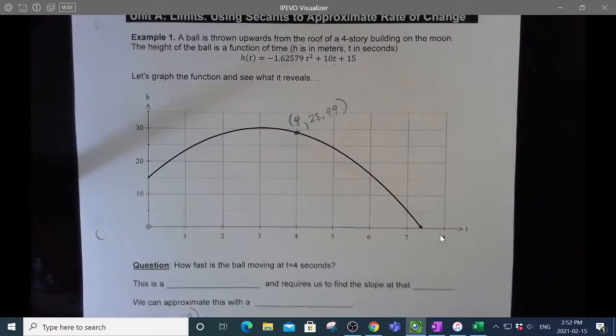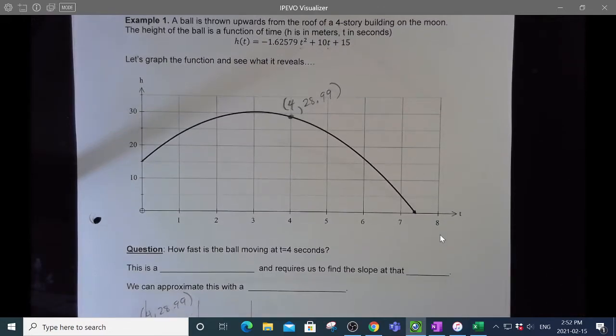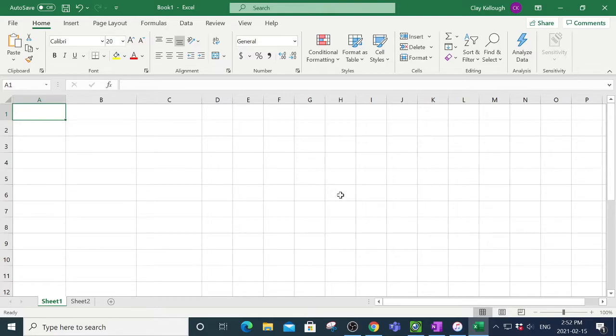So let me show you how Excel can make this much easier. Excel is very good at doing the same calculation over and over again. So let's start by putting in the x values that we want, or in this case the variable is t, not x. So in cell A1 I'm just going to put a t just as a title. And then I'm going to make a list of all of the x values I'm going to need.